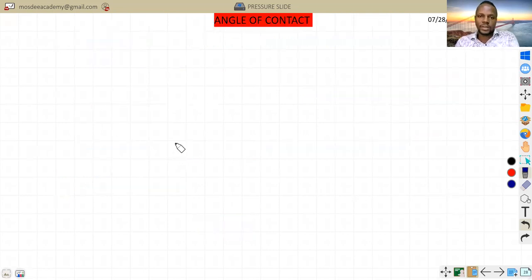Now, the next one is the angle of contact. Angle of contact is another important topic under surface tension. To understand angle of contact very well, we need to introduce ourselves to what we might have studied in our junior classes or early classes. Before we write anything about angle of contact, let us first study what we call adhesion and cohesion. I think we need to talk about that first.